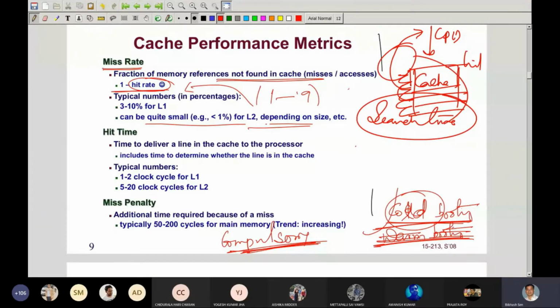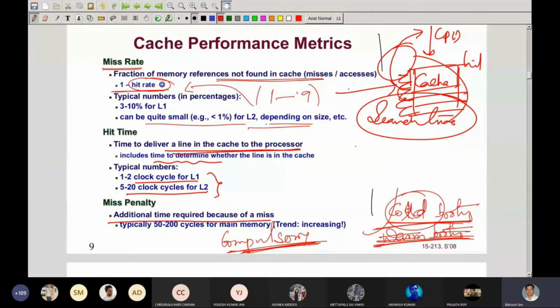So time to deliver a line in the cache. Remember, time to deliver means including the search time also. Typical number is 1 to 2 clock cycles for L1 and 5 to 10 clock cycles for L2. That depends on the level of the cache, as well as the size of the cache and the speed of the cache. And miss penalty, yesterday I discussed, is the additional time required because of the miss.